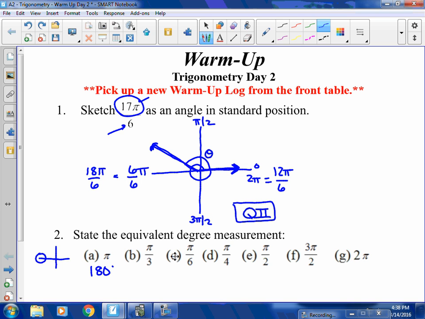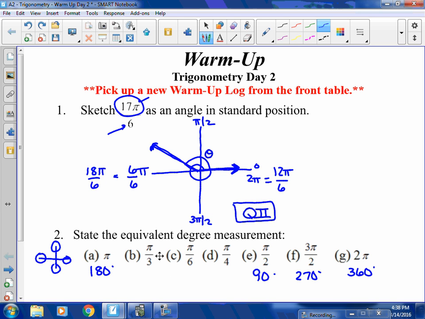Okay, now let's skip to some others that you should know right away for a minute. Pi over 2, that's up here. That's the same as 90. 3 pi over 2 is down here, 270. And 2 pi would be all the way around, so that's back to 360. Now, these ones I skipped in the middle are going to become pretty important for you.